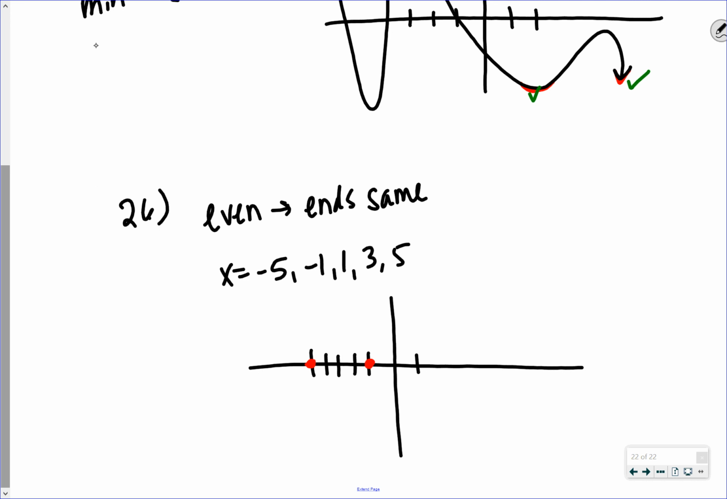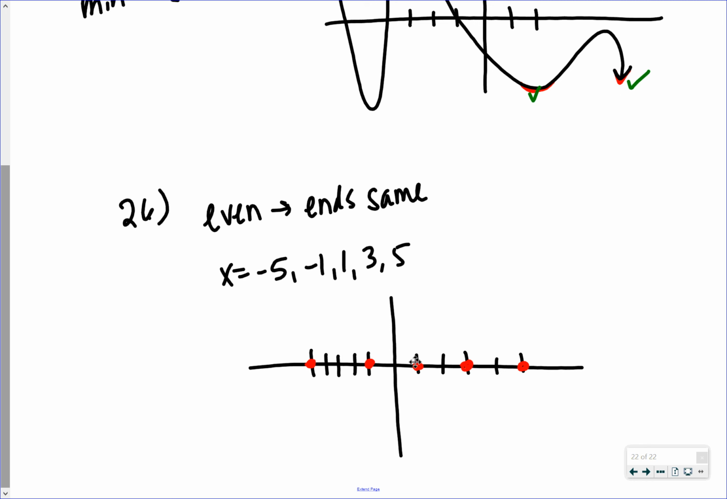Okay, so I have a zero at negative 5 and negative 1, and then at positive 1, and then at 3, and then at 5. I know that, and I know my ends go the same way.